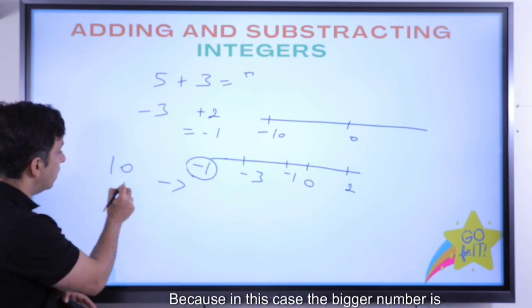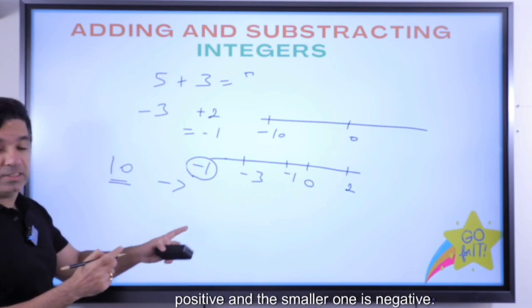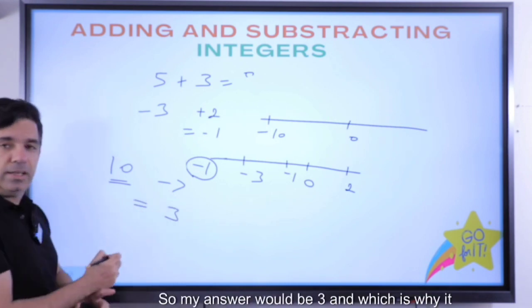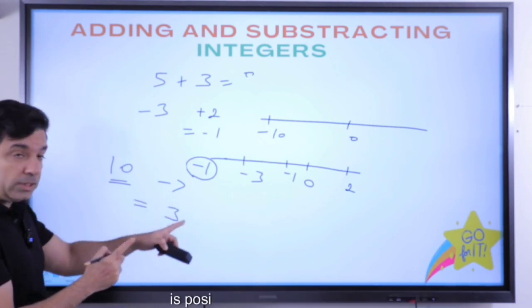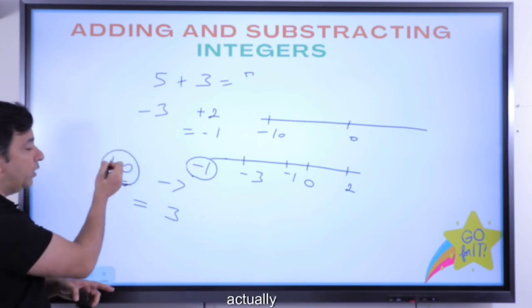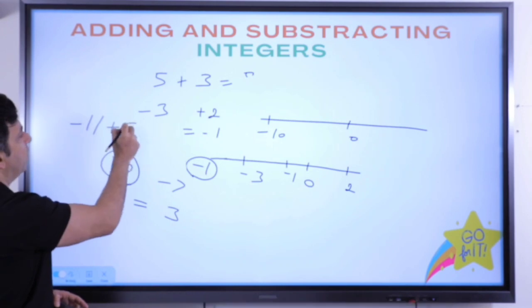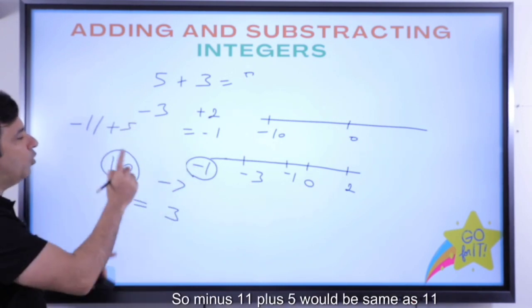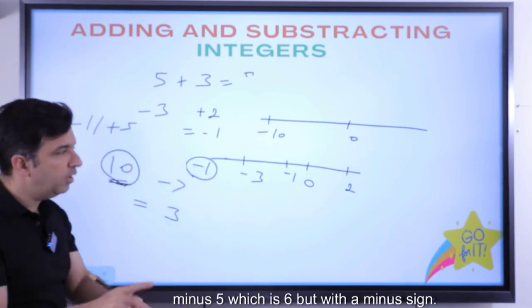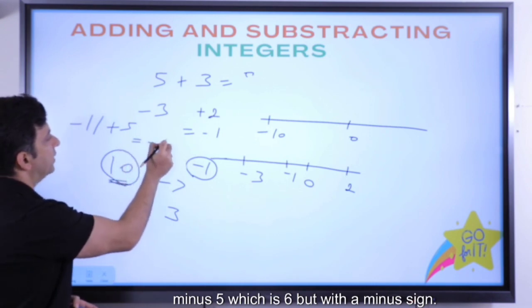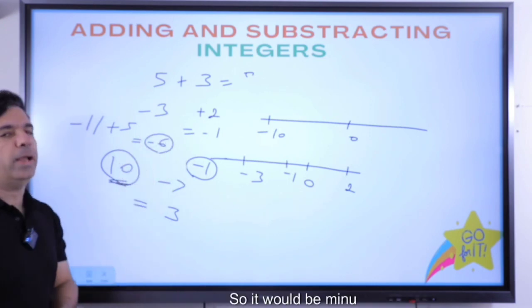Why? Because 10 minus 7 is something which we have already seen. Because in this case the bigger number is positive and the smaller one is negative. So my answer would be 3. And why is it positive 3? Because the larger number is actually the positive one. Similarly, someone gives me minus 11 plus 5. So minus 11 plus 5 would be same as 11 minus 5, which is 6, but with a minus sign. So it would be minus 6.